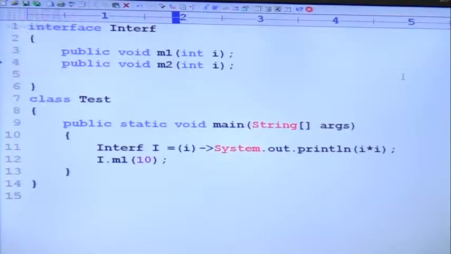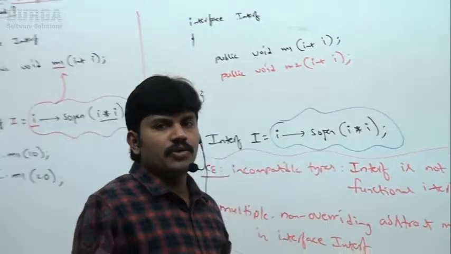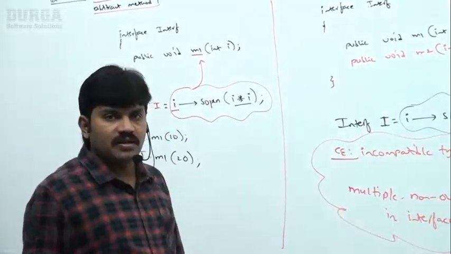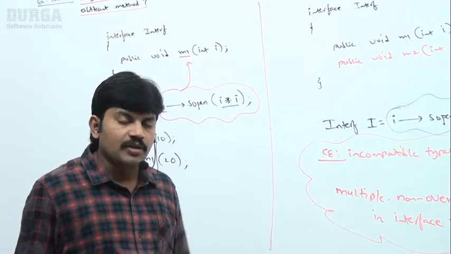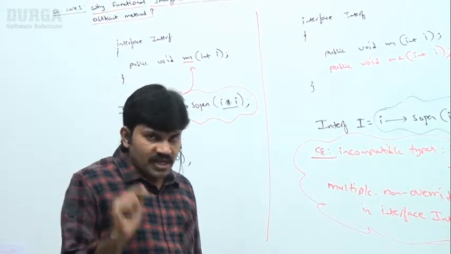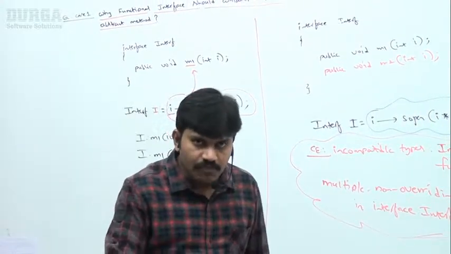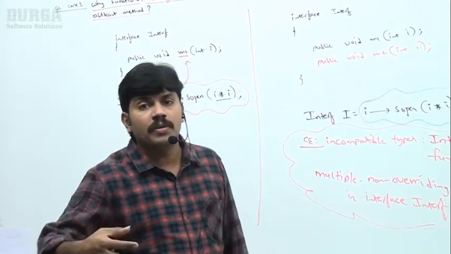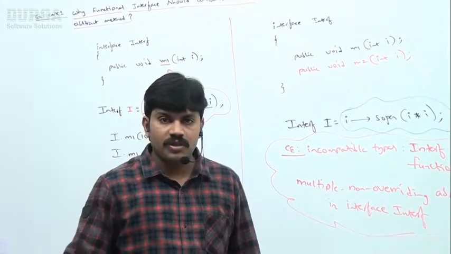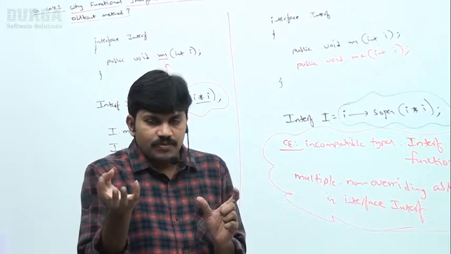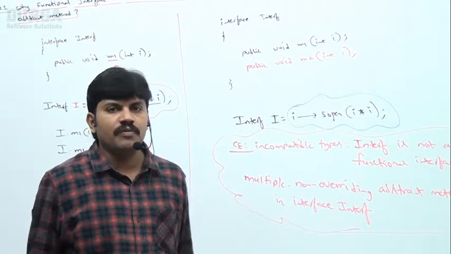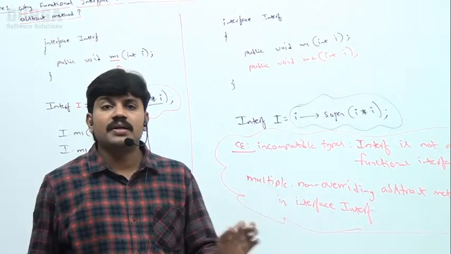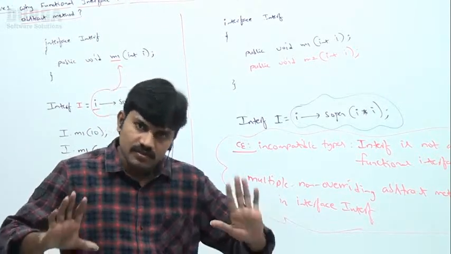Is it clear for all of you? If you think a bit carefully, you can understand the reasons very easily. Why should a functional interface contain only one abstract method? Because the functional interface concept came for implementing or invoking lambda expressions. So a lambda expression implementation must map to only one method of the functional interface. That's why a functional interface should contain exactly one abstract method. Clear for all of you, right?